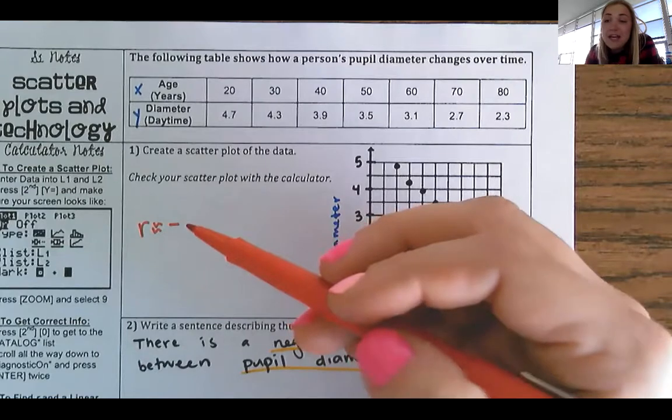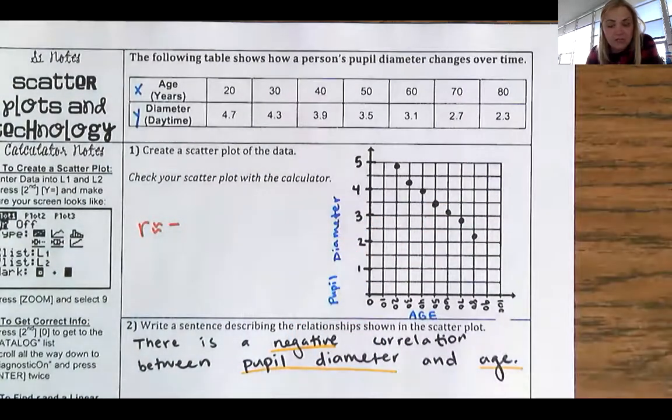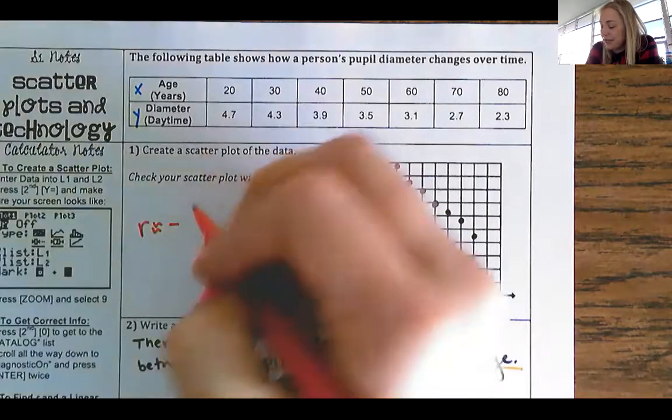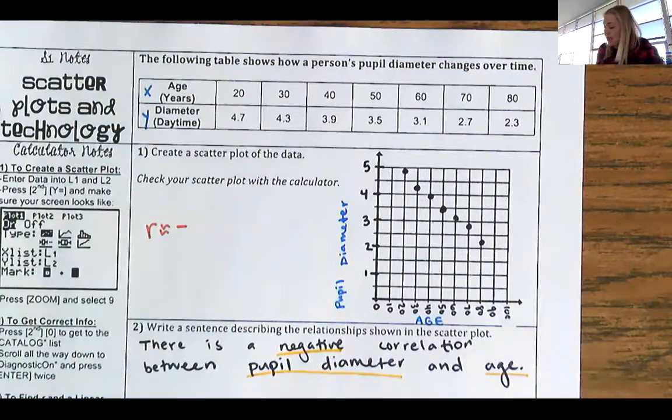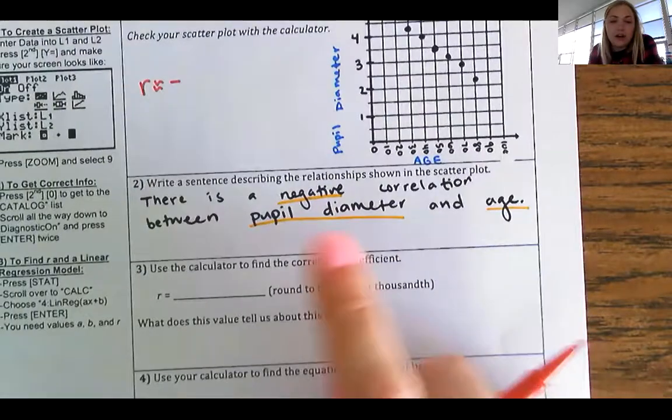Probably a very high number in the negatives, really close to 1. And we are going to calculate it and see how close your estimate was. So I'm going to let you make your estimate there. And now I want to show you how to find that correlation coefficient using our graphing calculator.